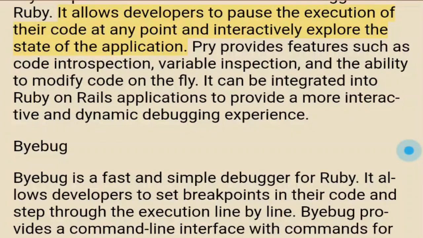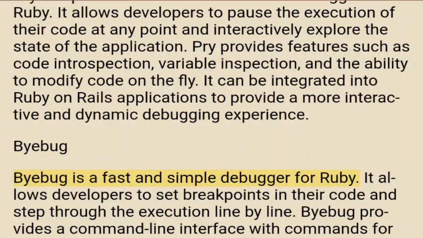It allows developers to pause the execution of their code at any point and interactively explore the state of the application. Pry provides features such as code introspection, variable inspection, and the ability to modify code on the fly. It can be integrated into Ruby on Rails applications to provide a more interactive and dynamic debugging experience.